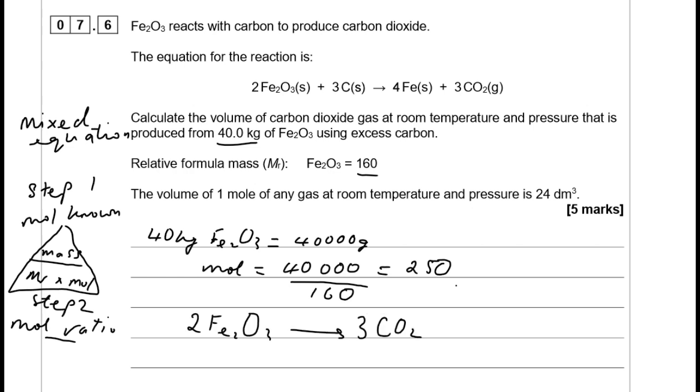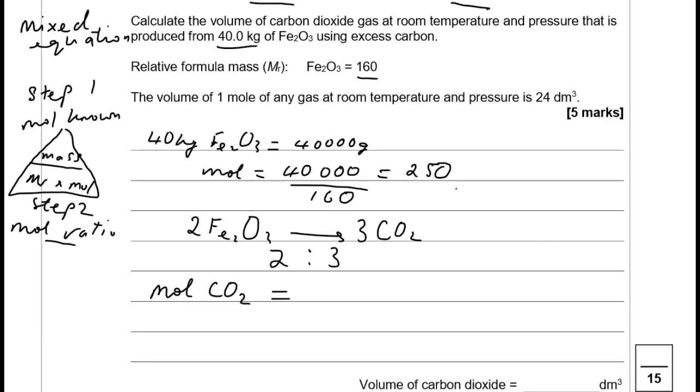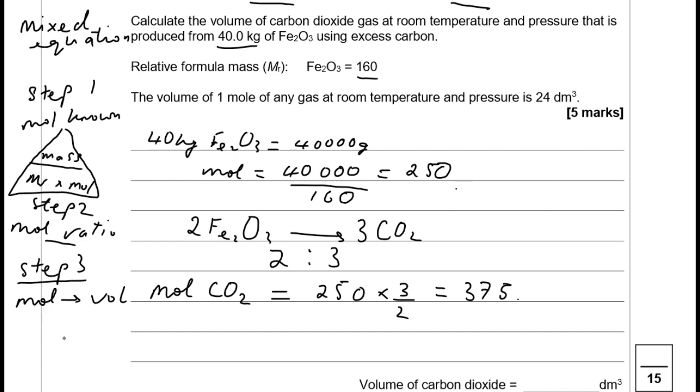So step 2, let's look at the mole ratio. We go to the equation for the mole ratio, and we're looking at the mole ratio is 2 to 3. Now we use the mole ratio to work out the moles of the unknown. So if we've got 250 moles of Fe2O3, the moles of CO2 is going to be 250 multiplied by 3 divided by 2, because that is the mole ratio, 3/2. And when we crunch this on our calculator, that gives us 375 moles of CO2.